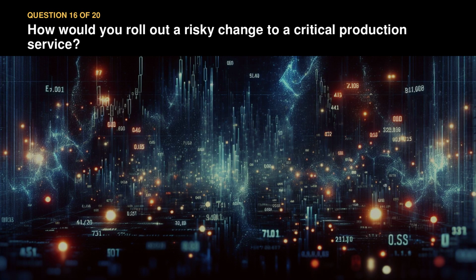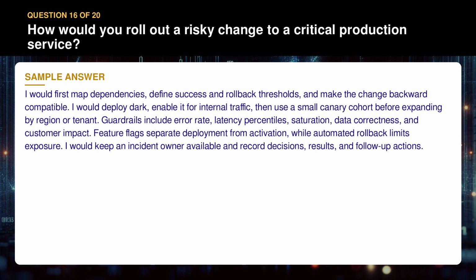Question 16. How would you roll out a risky change to a critical production service? I would first map dependencies, define success and rollback thresholds, and make the change backward compatible. I would deploy dark, enable it for internal traffic, then use a small canary cohort before expanding by region or tenant. Guardrails include error rate, latency percentiles, saturation, data correctness, and customer impact.